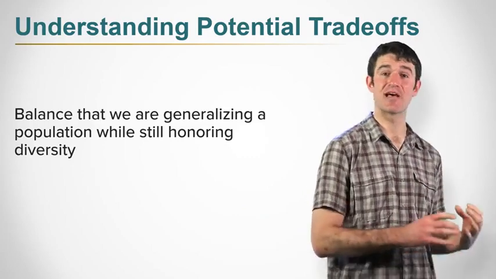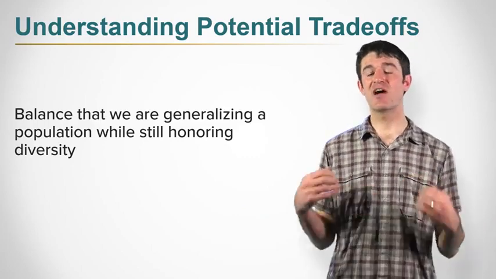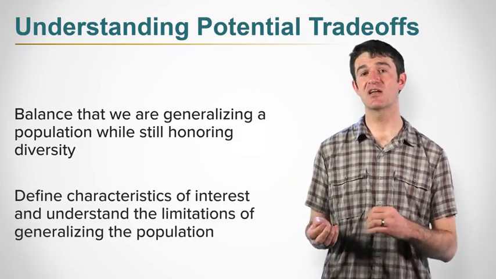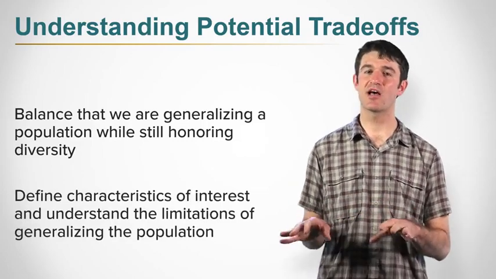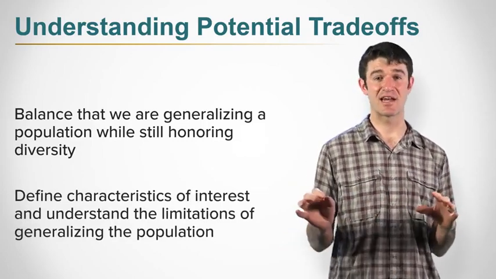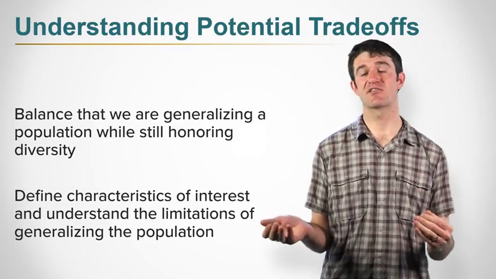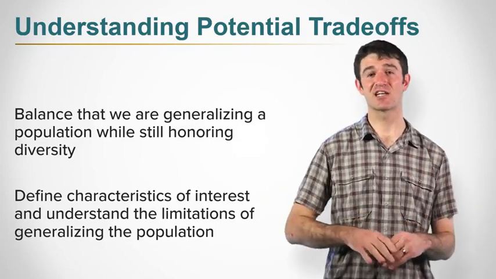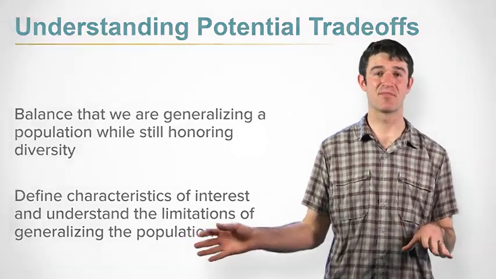But individuals have diversity. So we define the characteristics of interest for our study, but also keep in mind the trade-offs of the characteristics we're setting aside so that we can understand the limitations of our analysis. We can't infer things about the information we set aside.